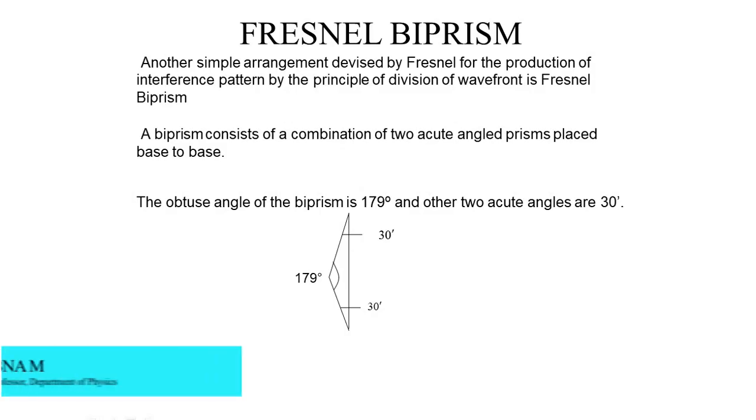Hello everybody. In the last class we discussed the theory of interference, and we have been discussing interference by the division of wavefront. Here we go through the examples of interference by the division of wavefront. Basically we have two arrangements to study: Fresnel biprism and Fresnel's two mirror arrangement. In this class we are going to discuss Fresnel biprism.